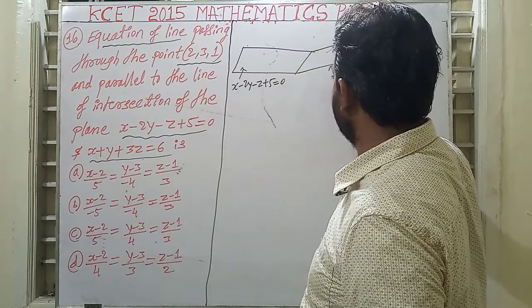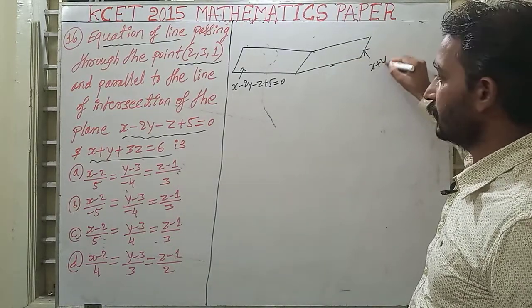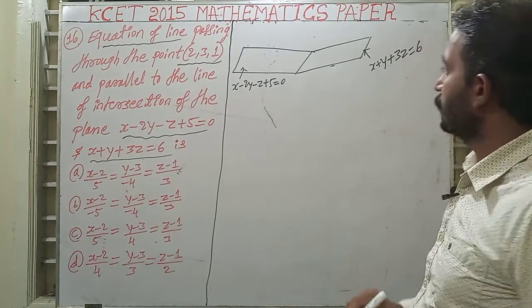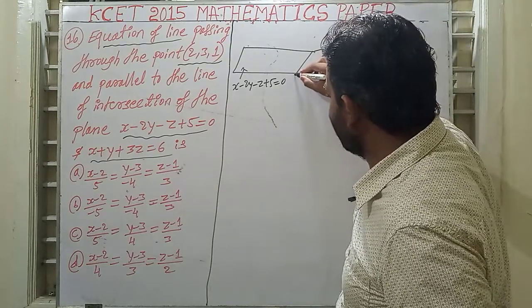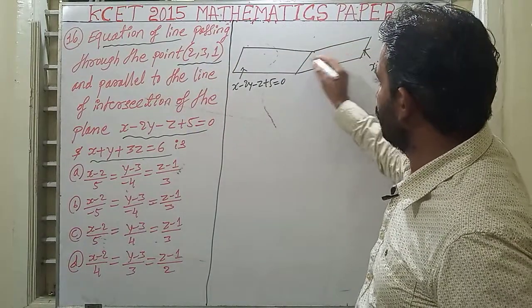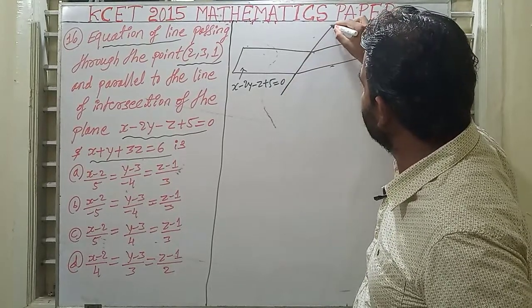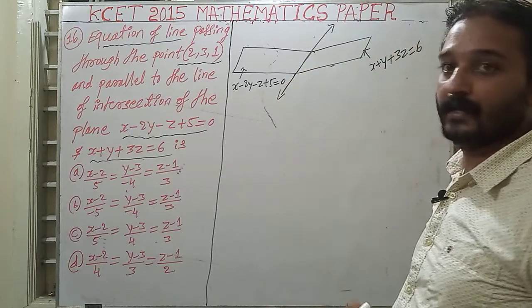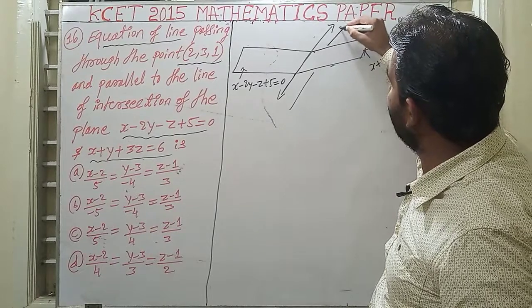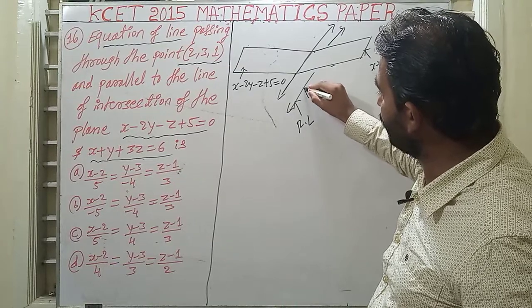This is the second one, x plus y plus 3z equal to 6. So, we have to find the equation of a line passing through the point and parallel to the line of intersection of the planes. The line where these two planes intersect is this. So this is the intersection line. The line we have to find out is parallel to it.